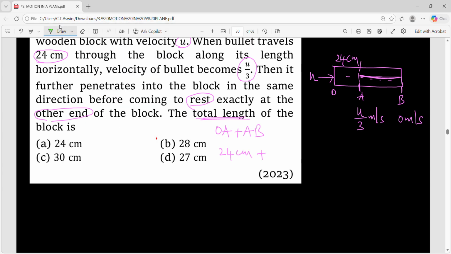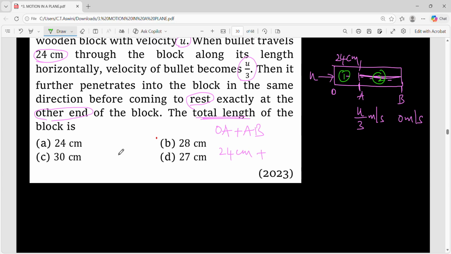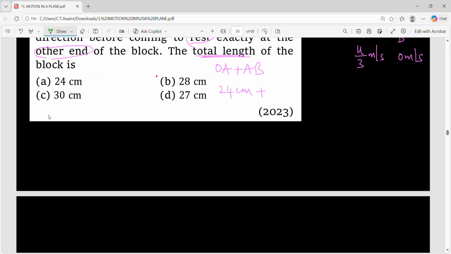So how shall we find this AB distance? We'll do one thing. We'll split it into two parts. Let this be the first part. Let this be the second part. First, we will take the OA part. Initial velocity is u only. Final velocity is u by 3. And s is 24 centimeters. So 24 by 100 meters.